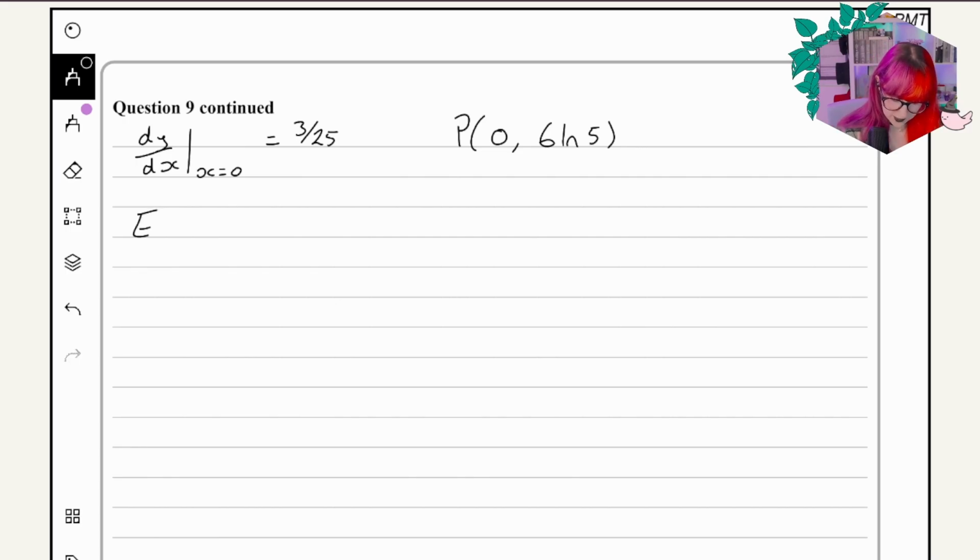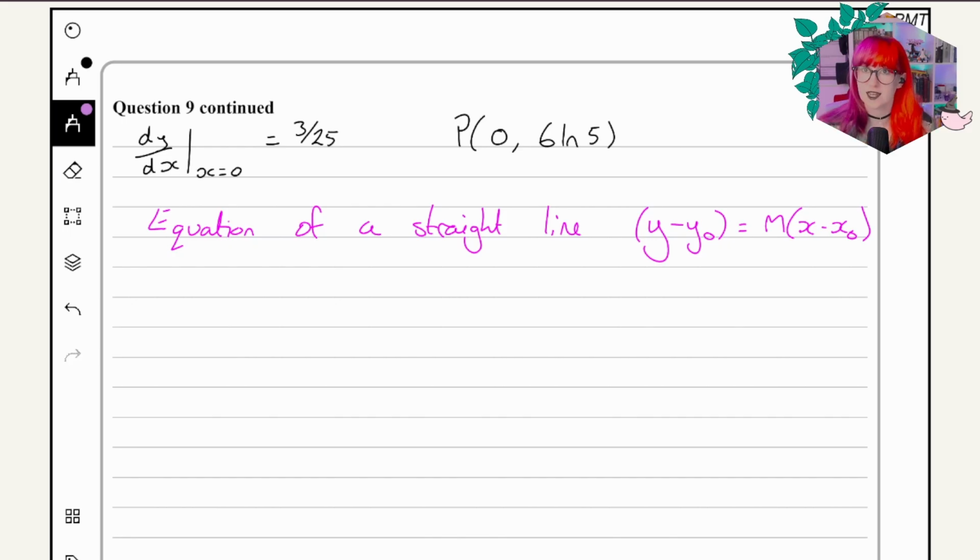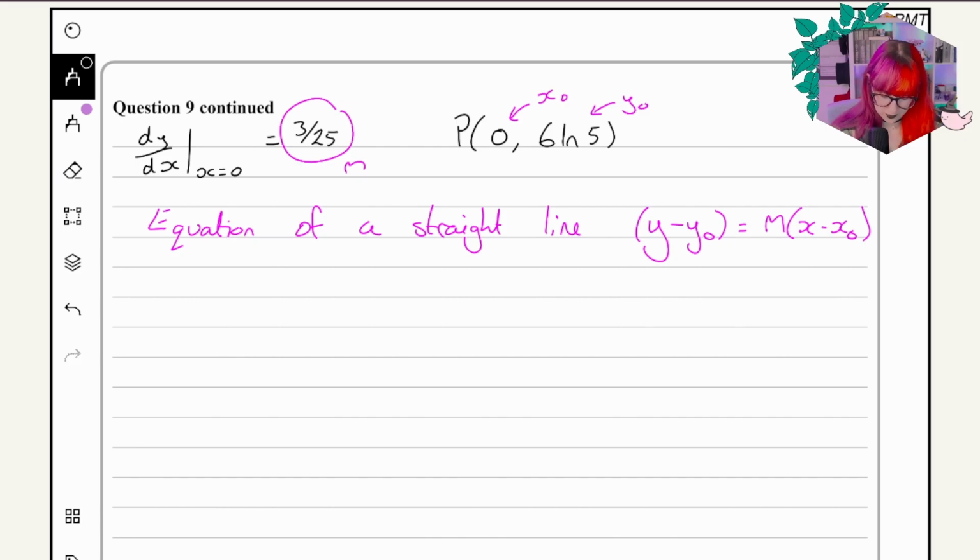And then the last thing that we need is the equation of the straight line, and I'm going to use y minus y naught equals m times x minus x naught as my general expression for my equation of my line. Because it's a tangent, we know it's a straight line. And then we have that m is the gradient. So this thing is m, this is x naught, and this is y naught. So all we need to do is plug it in.